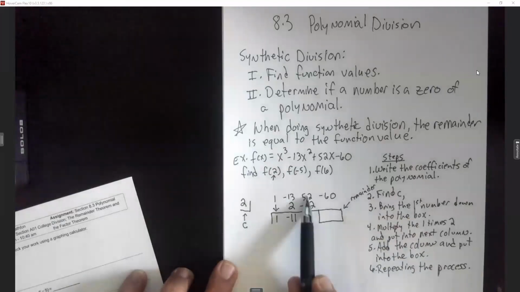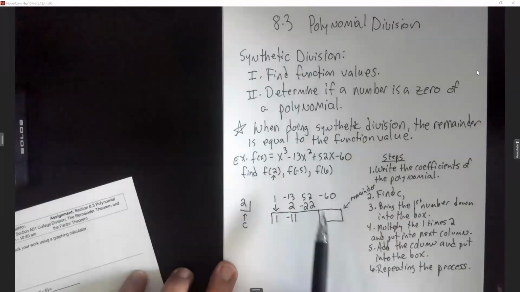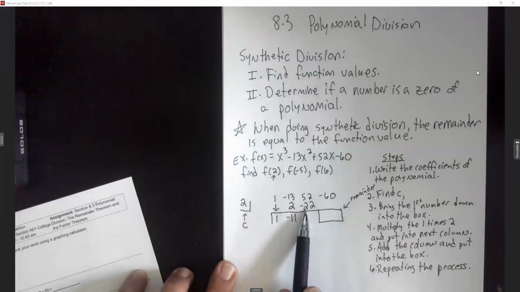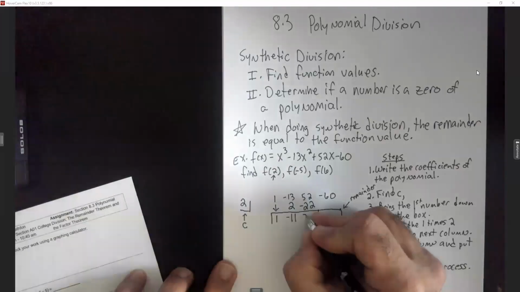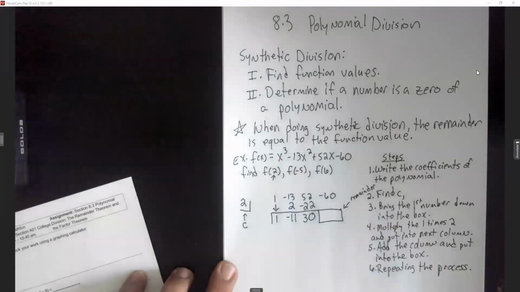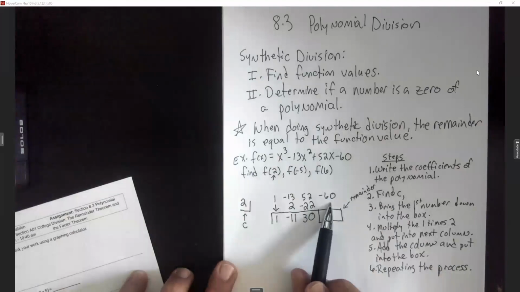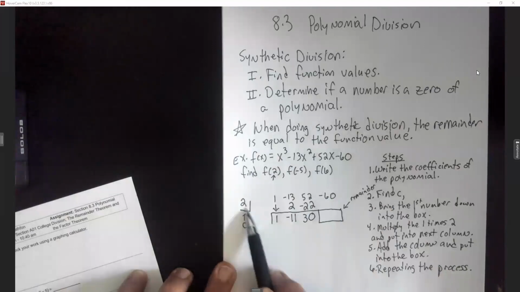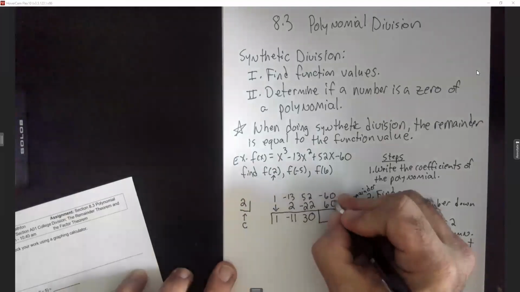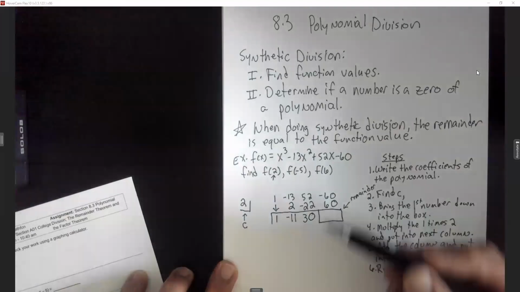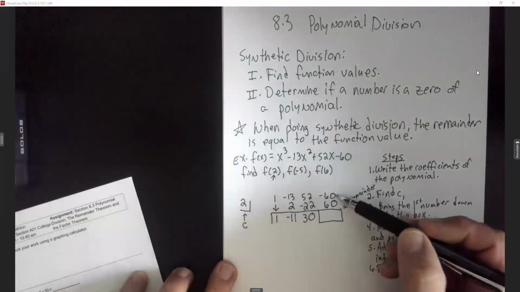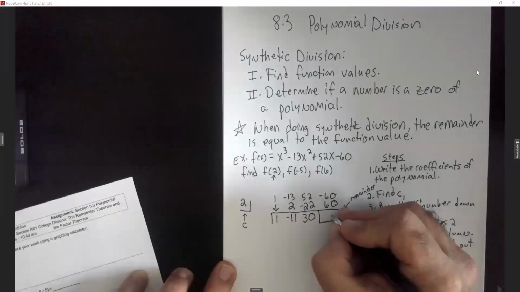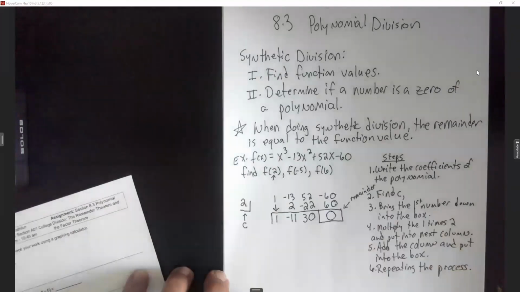Okay, so guess what I'm going to do to these 2 numbers? I'm going to add them up so I can see what number is going in the box next. So 52 and a -22 is 30. So then we put our 30 into the box. And then to get the last number in the last column, I'm going to take that 30, multiply times 2. So 30 times 2 is 60. So my remainder is going to be what I get when I add that negative 60 to that positive 60, which will give me 0.